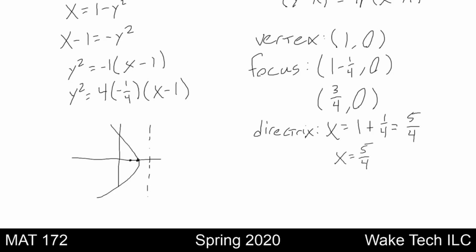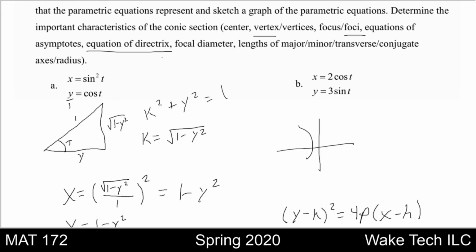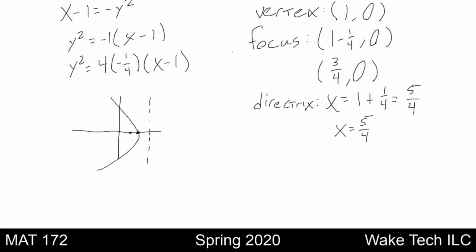I also noticed that the question asks about focal diameter. Focal diameter is another property of parabolas. That is, focal diameter is always equal to 4p. And here we have 4p, p is negative 1/4. Focal diameter is always positive, it's a distance. So focal diameter is just 1 here. And that distance is the distance vertically, in this case, across the focus.